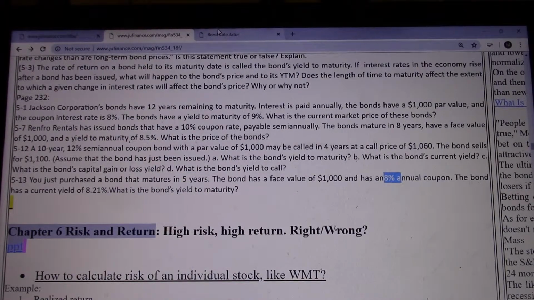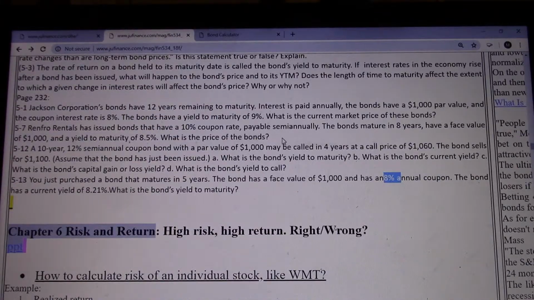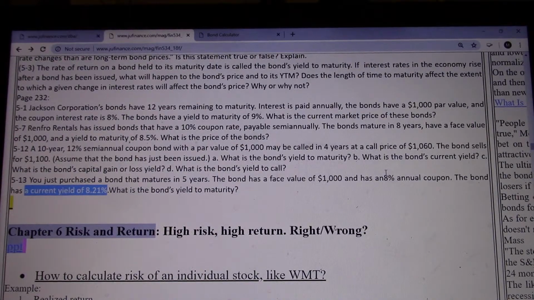8% annual coupon, so it should be $80 here. Face value is 1,000. How much is the price? We need this information. It's not given. Price is not given, but however, we know the current yield. Current yield equals coupon over price. So from here, we know coupon is $80, and $80 divided by price equals 8.21%, the current yield or coupon yield.